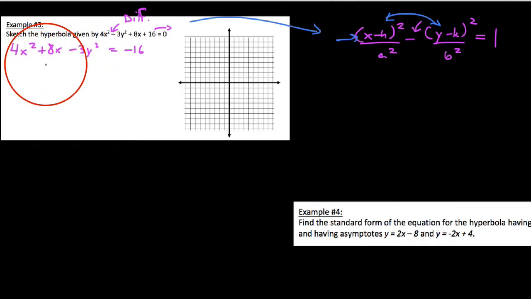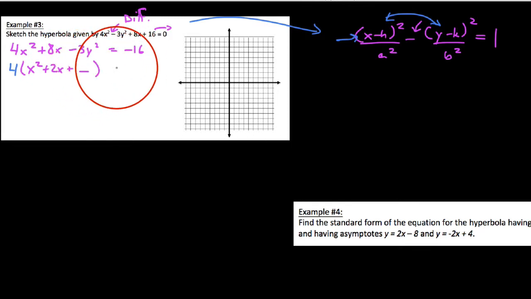So when we deal with this here, the first thing we want to do is make sure that we have a leading coefficient that is a 1 before we complete the squares. So we're going to factor out the 4. We get 4 times x squared plus 2x plus blank. And in this case right here, this is pretty cool actually. We get minus 3, and we could say that this is y minus 0 squared. And this is equal to negative 16.